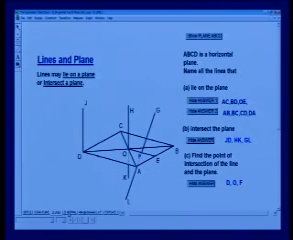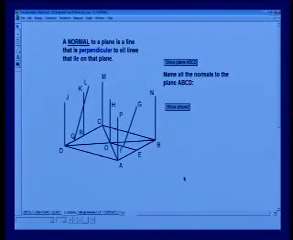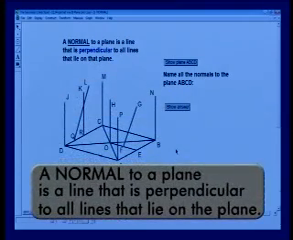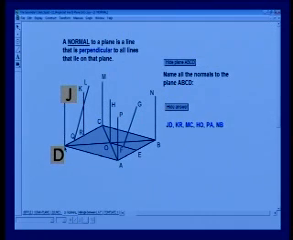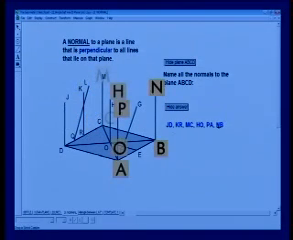Now let us go to the line which we call normal, which is a very special line that intersects the plane at right angles. A normal to a plane is a line that is perpendicular to all lines that lie on that plane. Let me show you the plane. This is a plane ABCD. These are the lines that are normal to the plane. JD is normal to the plane because it's perpendicular to the plane. KR is perpendicular to the plane, and so on.